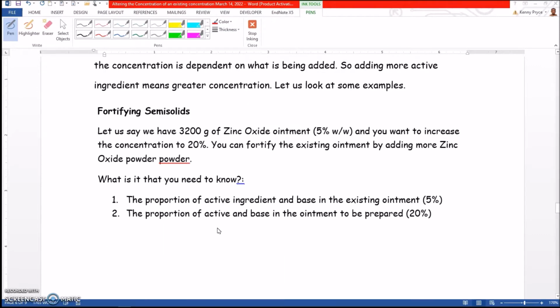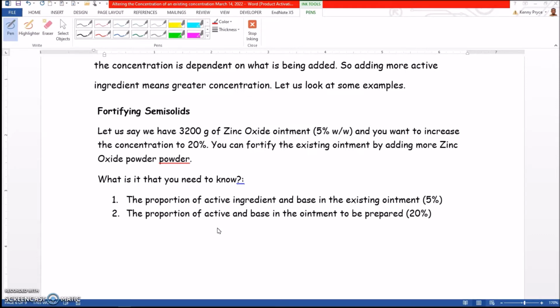So let's look at how this concept can be used. It's very, very useful, and I want us to know how we can apply it in our day-to-day pharmaceutical practice. Let's say we have an ointment, a zinc oxide ointment, 5%, 3,200 grams of it, and we want to increase this concentration to say 20%. So we're moving from 5% to 20%. The only logical thing to do is to add more zinc oxide powder to fortify the existing ointment.